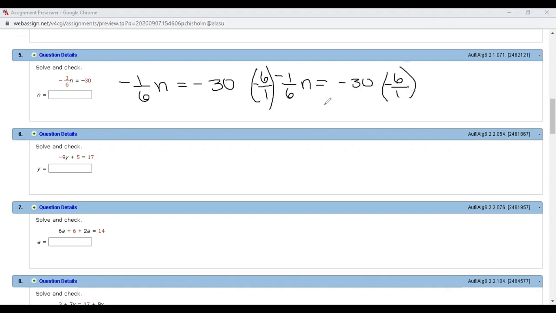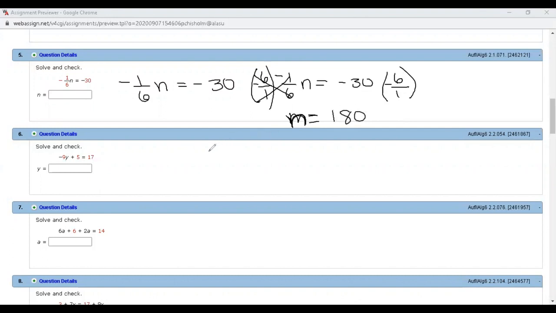Okay, so after we do this, of course, 6 times 1 and 1 times 6 are going to cancel out. And we have n equals negative 30 times negative 6 over 1, which is just negative 6, okay? So our end result will be positive 180.